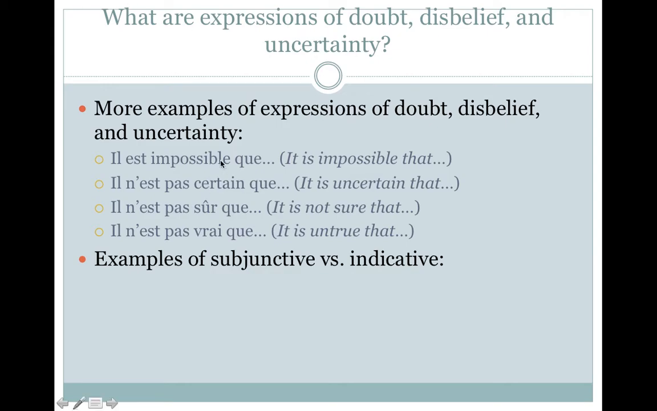So notice that for each of these we have the que at the end, and then we have it's uncertain, it's not sure, it's untrue, it's impossible. So things where you're doubting what you're saying, or you don't really believe it fully, or you're not 100% certain. So some examples of how these phrases can easily change between the subjunctive and the indicative include Il est impossible que je fasse un marathon. So here the word impossible, that's doubt, disbelief, uncertainty. And so we have the subjunctive here, je fasse. So it's impossible that I do a marathon.